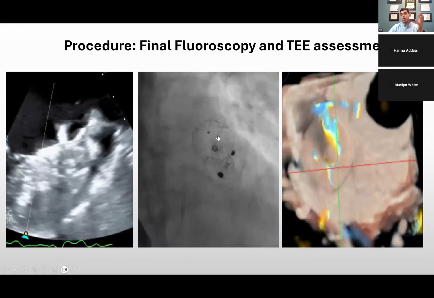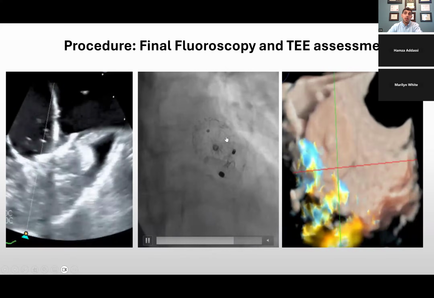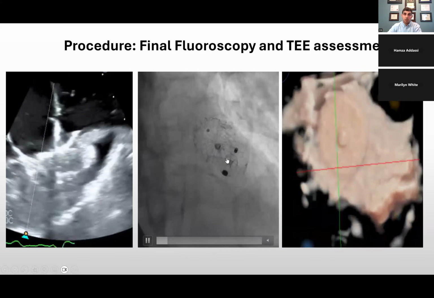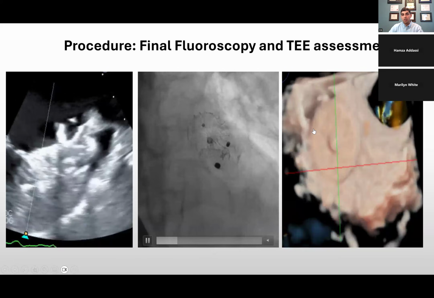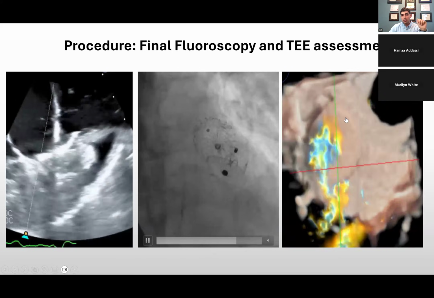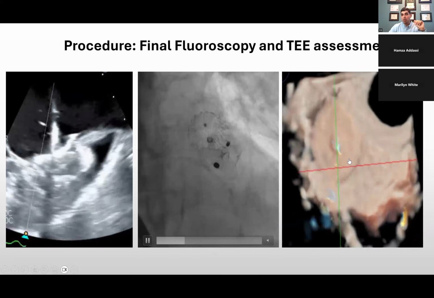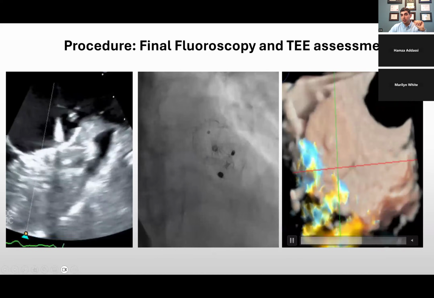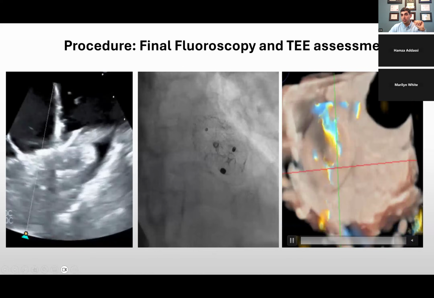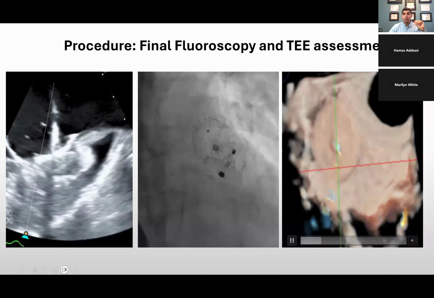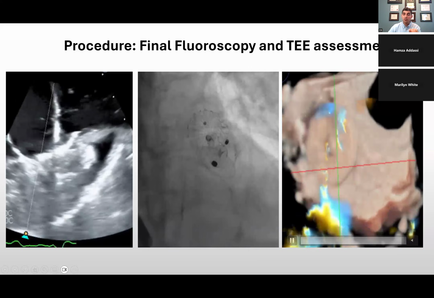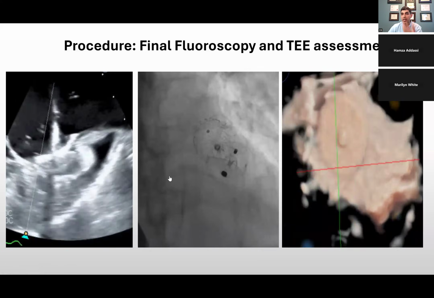So this is something else we commonly get as structuralists. That's the Watchman that was done by someone else, and then this is me fixing the problem that was created. And you can see here on echo, it looks really good on 3D. Well, the size here was big enough that I could put a second device.